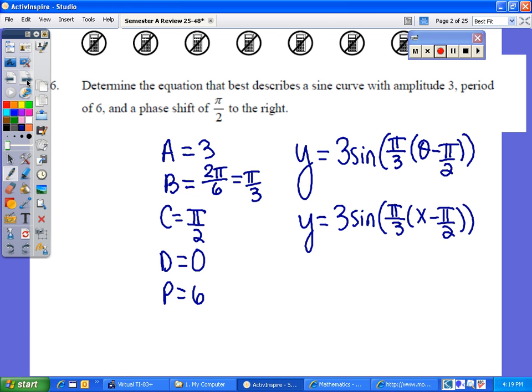All right, here is B. They said the amplitude is 3, period was 6, making the B pi over 3, phase shift of pi over 2, and they didn't say anything about a vertical translation. So here is all the information that you need. And as you can see, these were the answers to the equation. And I use x and theta, just basically showing you that they're the same thing. Take a look, because I'm changing the page.